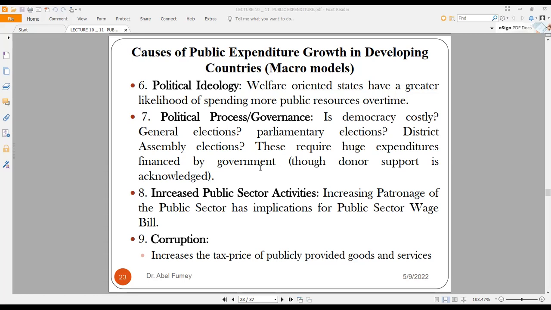And then increase in public sector activities. Now the government is owning a lot of businesses, enterprises, and all that, and it has to hire labor. The government has to pay them. So there is an increase in the wage bill that is also causing an increase in government spending, and of course corruption. Okay, even if the government is supposed to spend 10, someone will say it is spending 20 so that they pocket the additional 10. That one too is causing an increase in government spending.